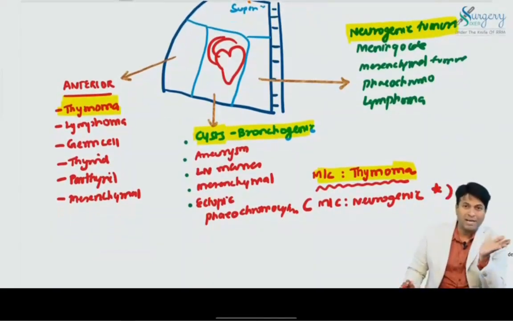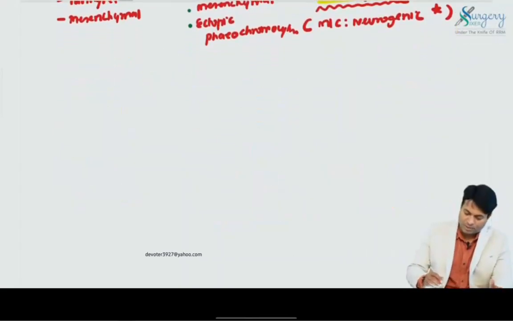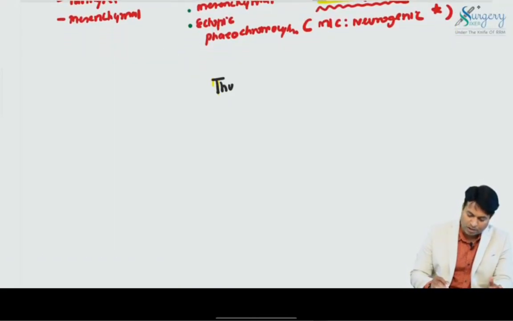Pheochromocytoma is present in middle and posterior. Mesenchymal tumor is present in all mediastinum. These are some interesting points you should not forget in mediastinal masses. In mediastinal masses, I'm going to first start my discussion on the first topic, thymoma. Bailey and Love has explained thymoma very well. Please don't forget the thymoma.